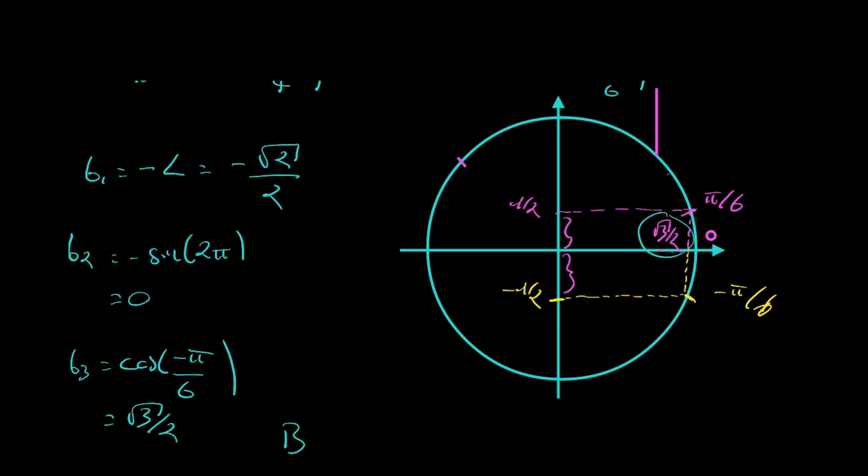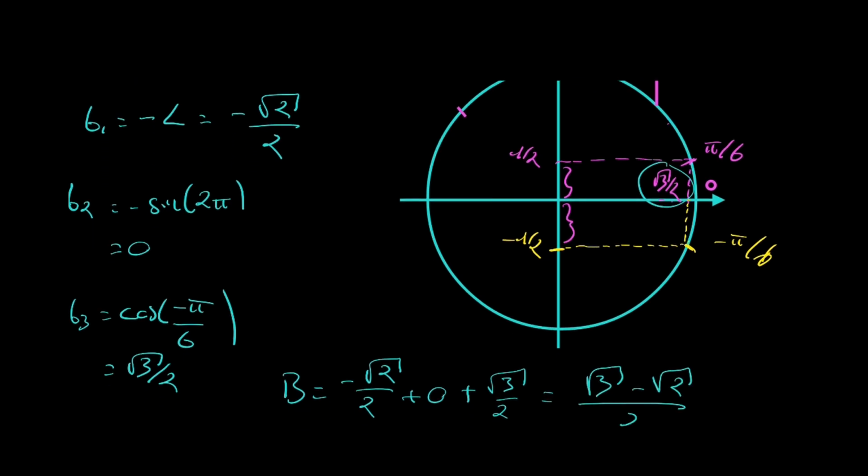And so B is equal to, let's add everything, minus square root of 2 over 2 plus 0 plus square root of 3 over 2, which is equal to square root of 3 minus square root of 2, everything over 2. And we have solved the second part of our exercise.